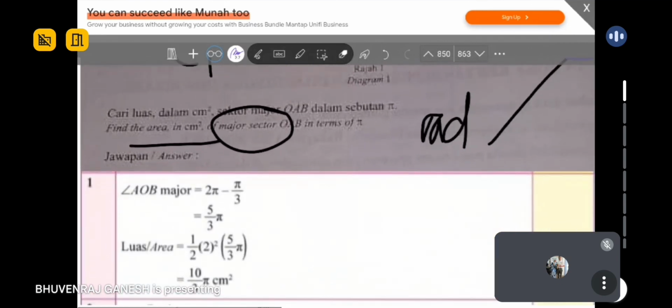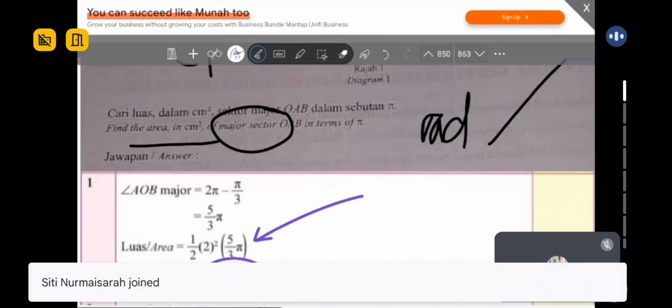So it's something like this. You find your theta first, and then you use the formula for the area, and then this is your answer. Answer must have unit guys. Kena bagi unit dalam jawapan kamu. Always remember cm square is the unit.